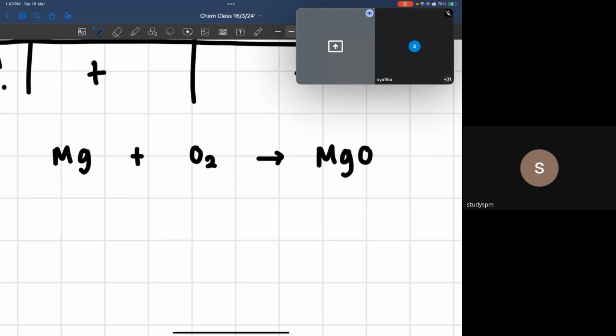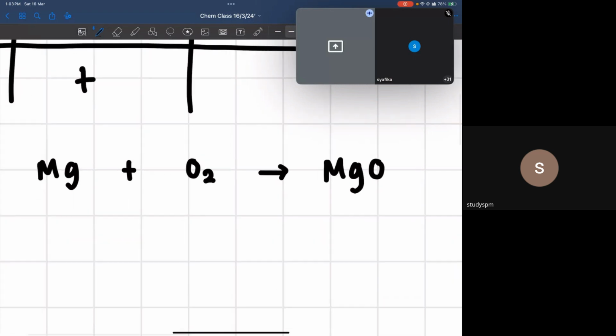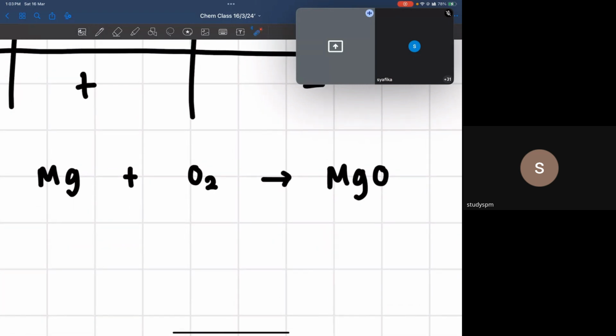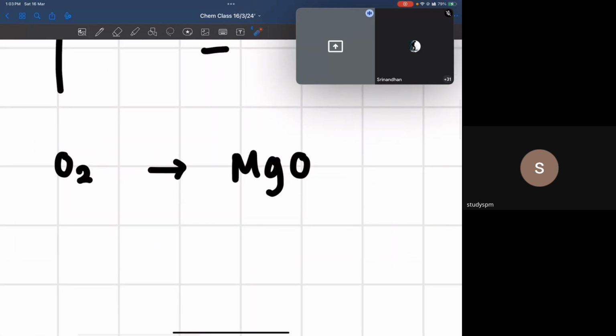So how to know this? This one is the easiest one, magnesium plus oxygen becomes magnesium oxide. Okay, so first of all we look at magnesium. How to know whether magnesium underwent oxidation or reduction? We will see the product. For magnesium, there's only one product, okay? Don't need to be confused. One product also is okay.